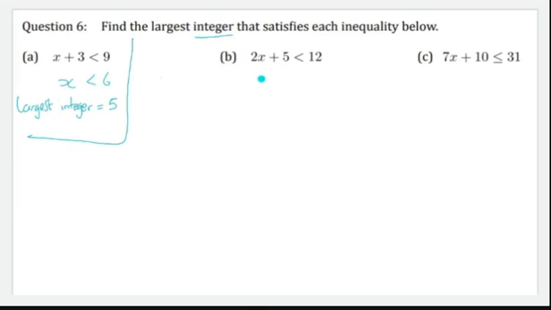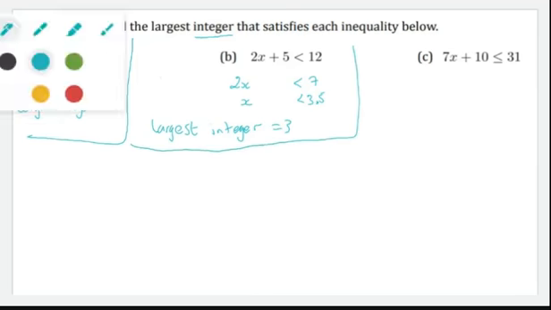Next one, if we solve that, how would we solve this? Minus 5 both sides. 2x is smaller than 7. Yep. Then divide it by 2. X is smaller than 3.5. Very good. So it would be 3. Yep. Very good. Largest integer equals 3.